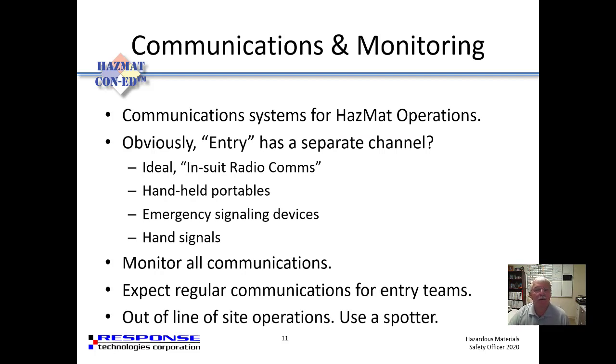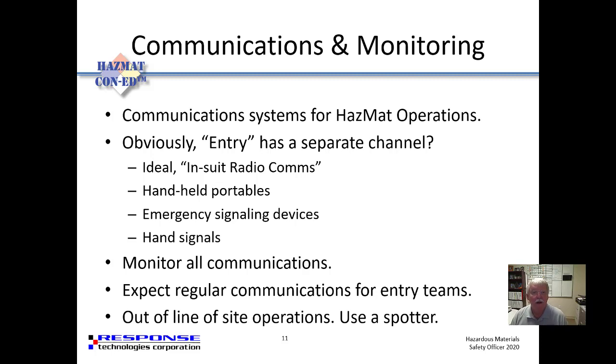Communications and monitoring. Communication systems for hazmat obviously are unique. We all know that entry should be on a separate channel from everything else going on. Ideally, we'd like to have them in some sort of in-suit radio comm systems. These don't have to be super complicated systems. In fact, I like to keep it simple, stupid.